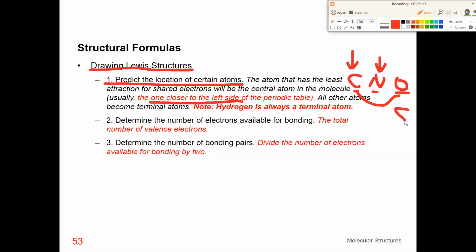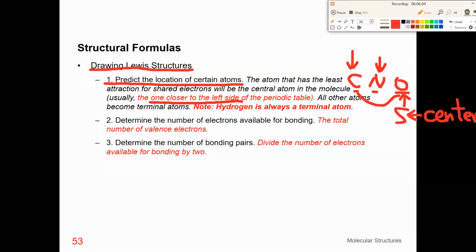So whichever one is closer to the left. Or we can have sulfur, the same way going down. If sulfur is linked to oxygen, sulfur is going to be at the center. So whichever one is to the left, or lower down in the periodic table, is going to be the central atom. So the nature of this is that you compare the electronegativity.